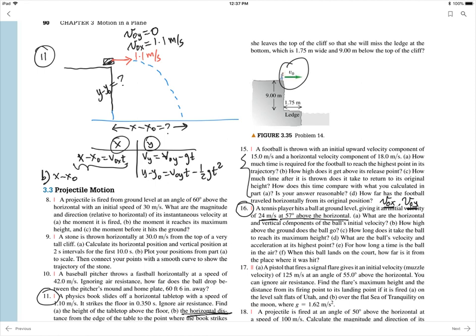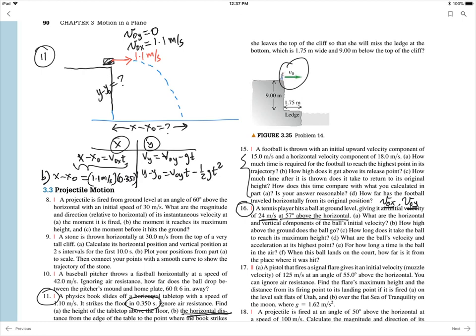So now the range, which is x minus x0, the horizontal distance, part B, would be v0x, which is 1.1 meters per second, times t. They gave you the time to strike the floor, so times 0.35 seconds. That's the answer. That's how simple it is.